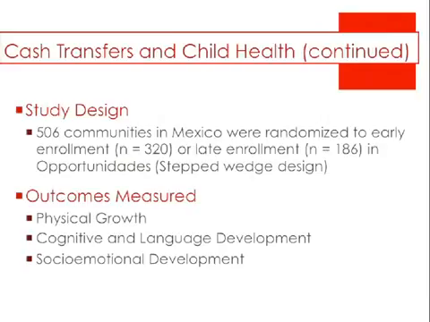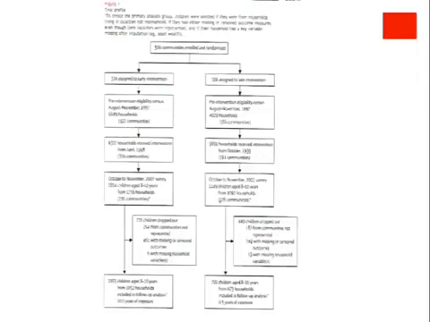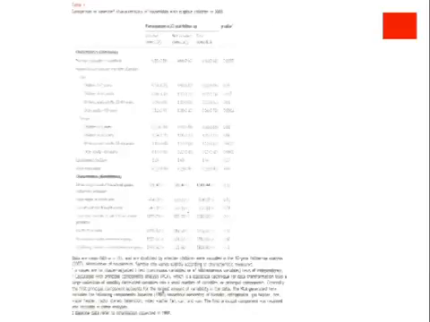Okay? This is a very trendy thing in terms of studies, these stepped wedge designs. The outcomes they measured were physical growth, cognitive and language development, socio-emotional development, whatever that is. Again, showing all these communities, how they randomly assigned them. You can't read this. I apologize for that. But basically showing that the kids at baseline in the communities were very similar.